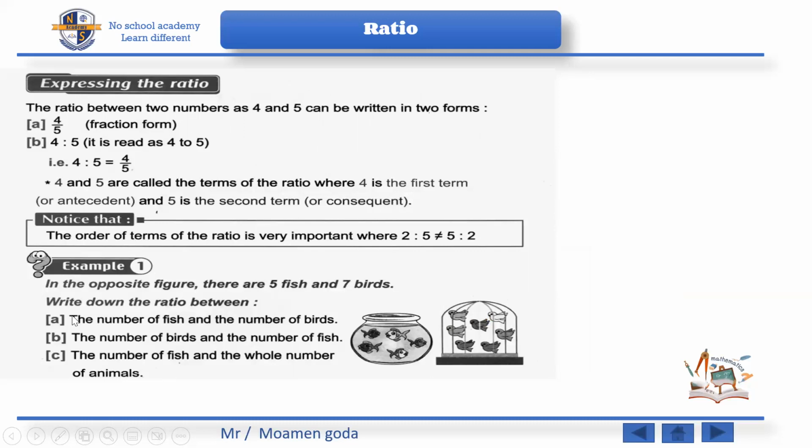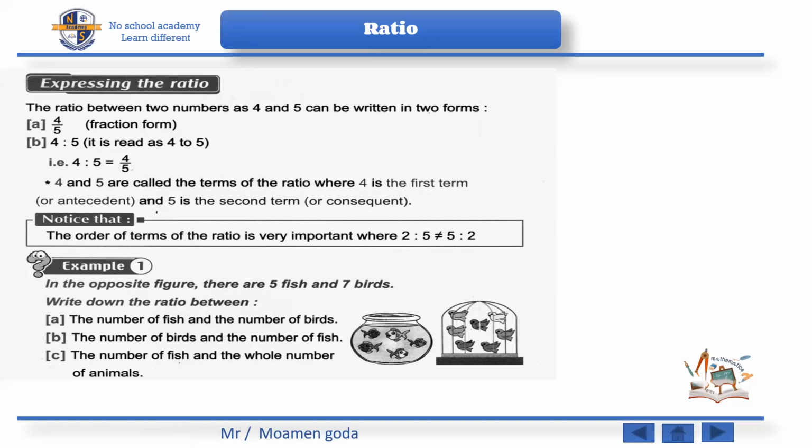And this is in this practice here, the number of fish and the number of birds. I started with the number of fish, so I can count the number of fish. It will be 5, and the number of birds will be 7. So the ratio here will be 5 to 7 or 5 over 7. When I start with the number of birds in question B, the number of birds is 7, then the number of fish 5. In this case, the ratio would be 7 to 5.